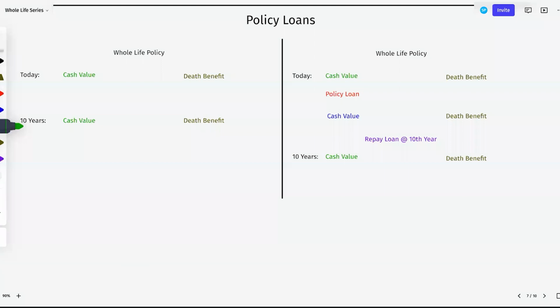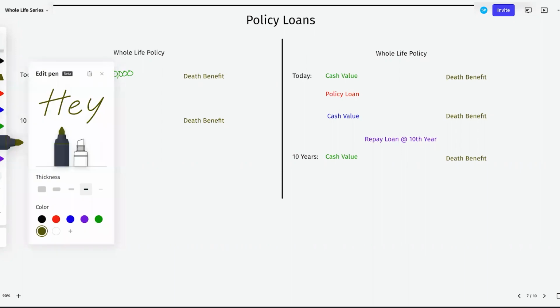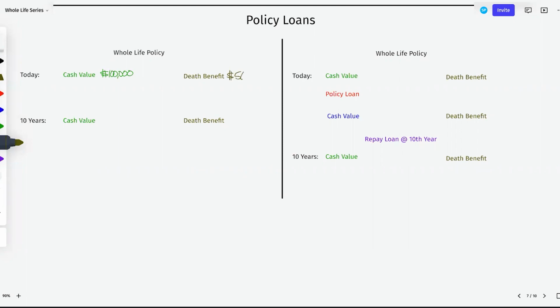If you've got a whole life insurance policy and today you have cash value of $100,000, and we'll assume you have a death benefit today of, let's say, $500,000. This is your actual death benefit. If you do nothing and just let it sit and grow, let's assume 10 years from now, your cash value is going to appreciate to $200,000. I'm just going to use a round number, no math involved, just keeping this very, very simple. And your death benefit will grow to, in this example, let's say $750,000.